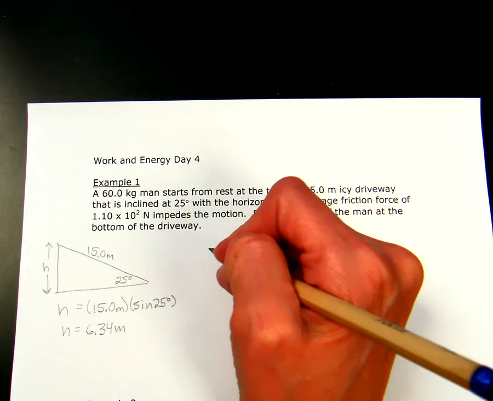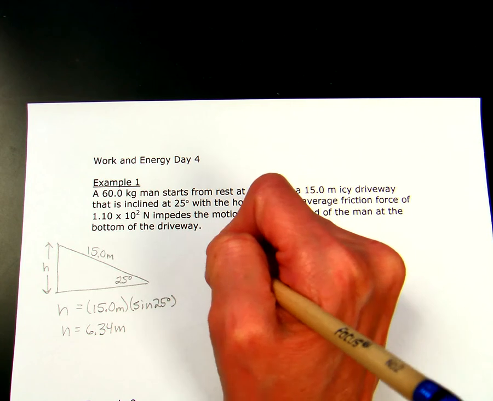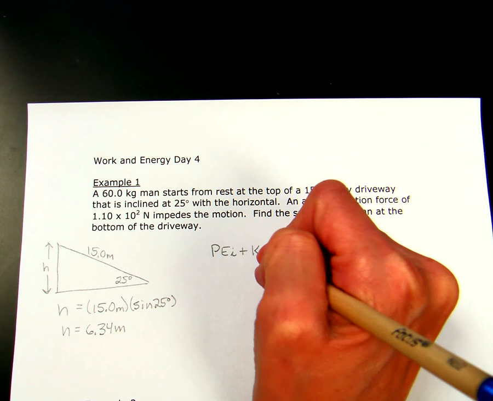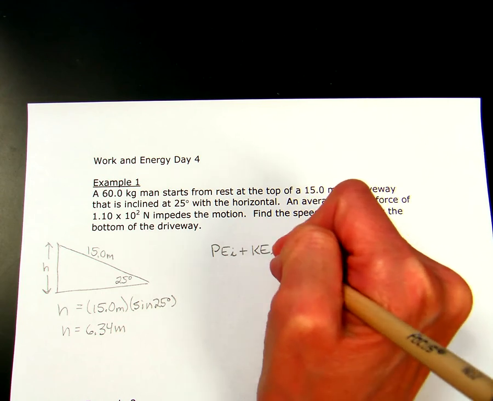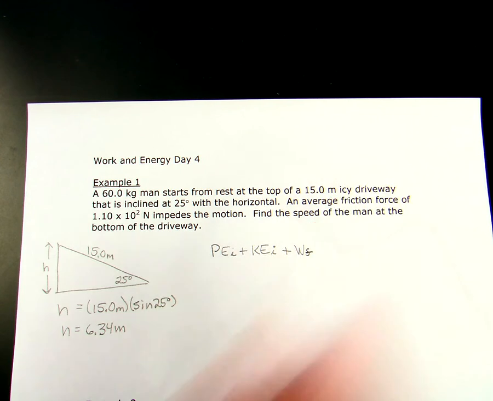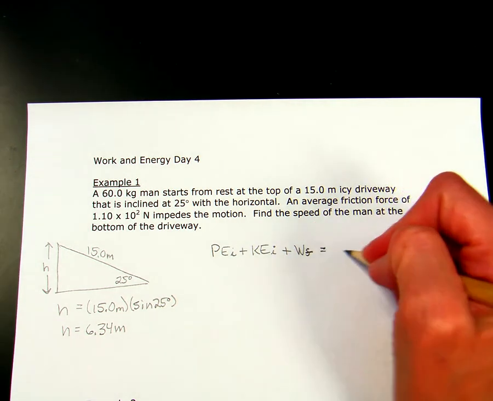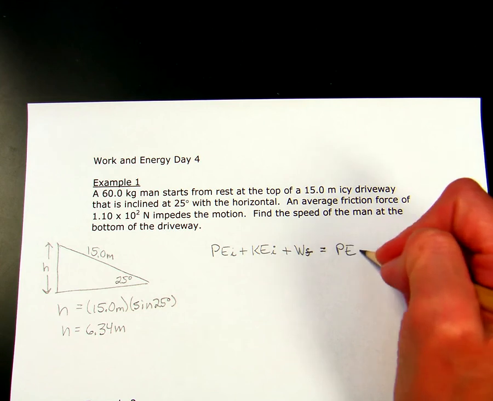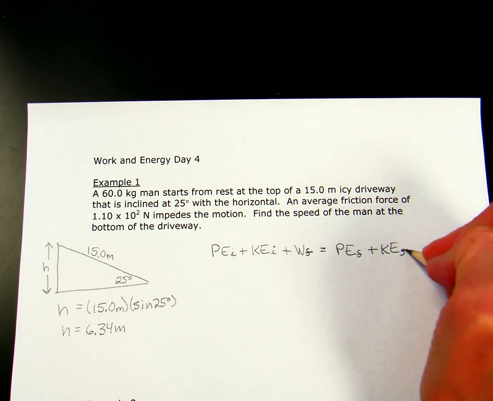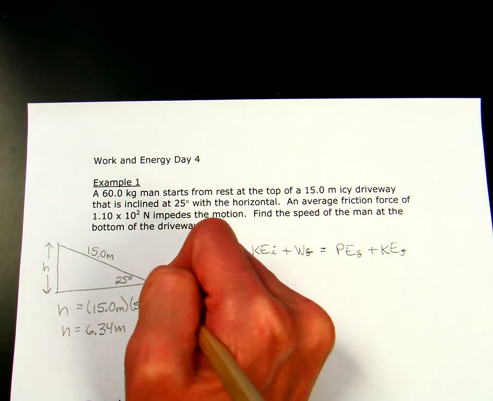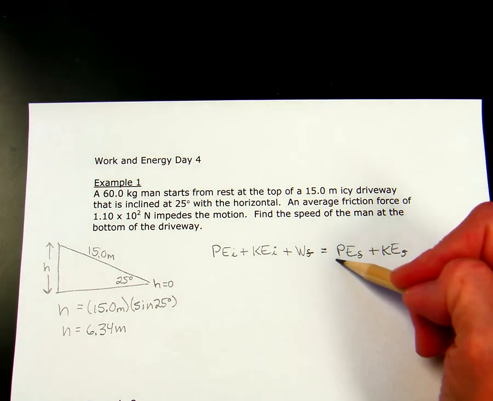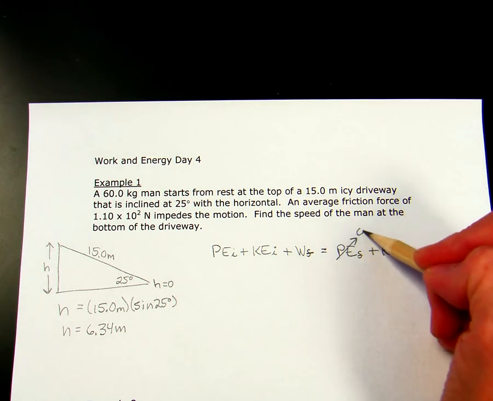So if I'm using conservation of energy, I have initial potential energy plus initial kinetic energy. I have no spring energy here. Then I'm doing work with friction, and that will equal my final potential energy plus my final kinetic energy. I'm going to set my reference level, h equals 0, to be the bottom of the hill, which means I have no final potential energy.